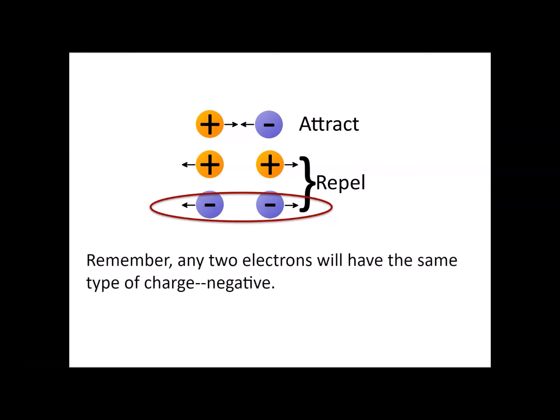Any two electrons in an atom will have the same kind of charge, a negative charge. Electrons, after all, are negatively charged subatomic particles. They're going to repel each other. So all of our work with molecular shape that we're about to take a look at is based on this principle. Electrons repel each other. They want to get as far apart from each other as they possibly can.